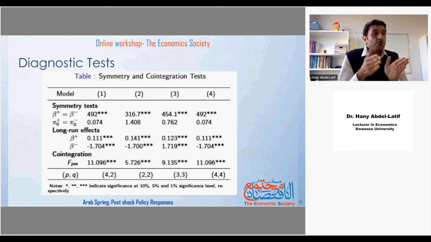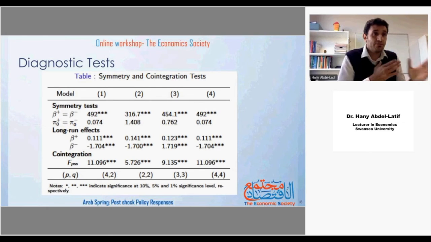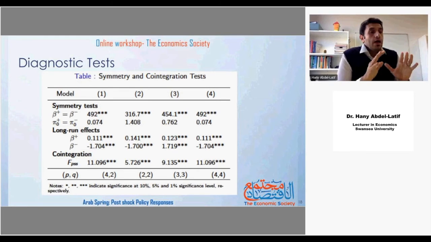Okay, so 1, 2, 3, 4 are just the lags we used for the dependent and the independent variables, or for y and x. So you'll see the first model is 4 and 2, the second model is 2 and 2, the third model is 3 and 3, and so on. The fourth model is 4 lags and 4 lags, where y is the GDP per capita, and x is the government expenditure. So this is just looking at different specifications, trying to see whether the results will stand or not.